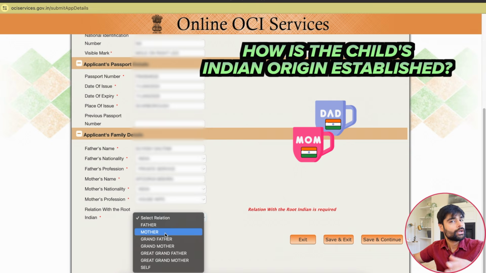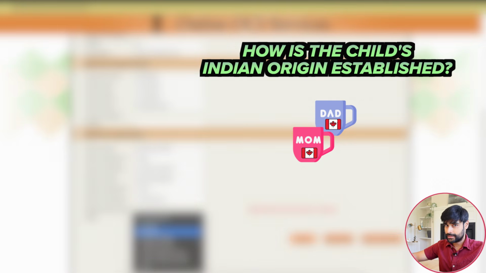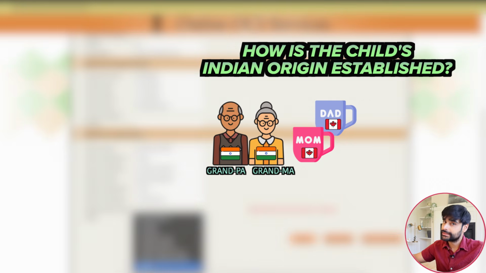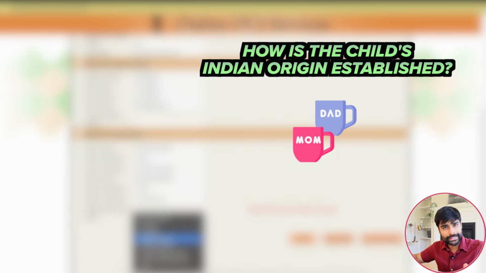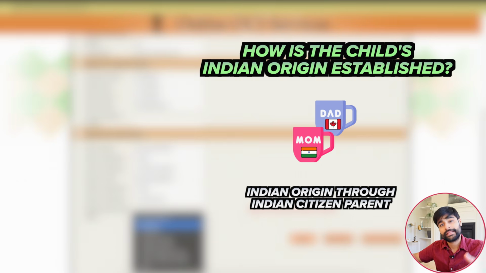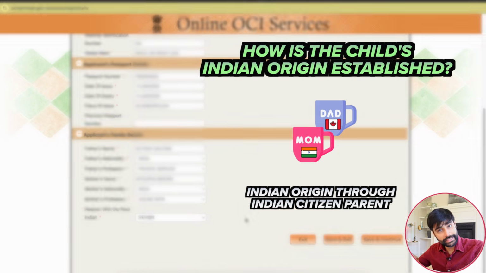I went with father. Now let's say my wife and I are both Canadian citizens, but my parents are still both Indian nationals, meaning my son's grandparents are still Indian nationals. So in that case, my son's Indian origin can be established through his grandparents, either one of the grandparents. And similar logic can be applied with great grandparents as well. Or if one parent is a Canadian citizen and the other parent is Indian citizen, then the Indian origin can be established through the Indian citizen parent.